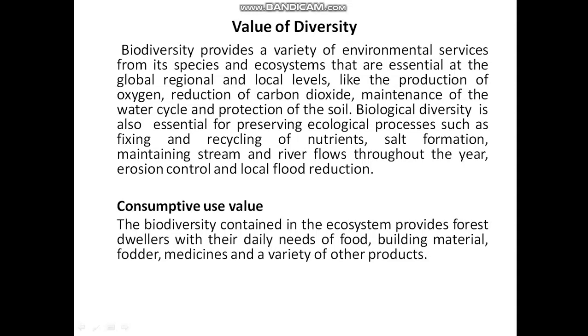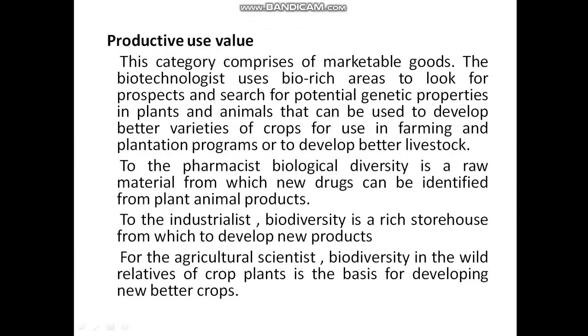The biodiversity contained in the ecosystem provides forest dwellers with the daily needs of food, building material, fodder, medicines, and a variety of other products. If we go for productive use value, this category comprises marketable goods.